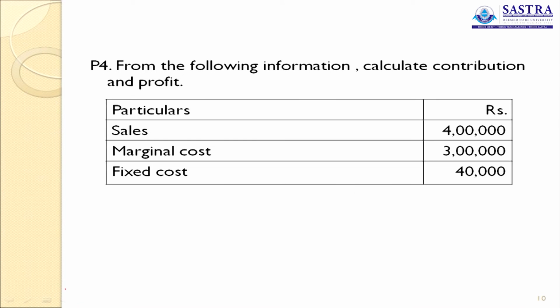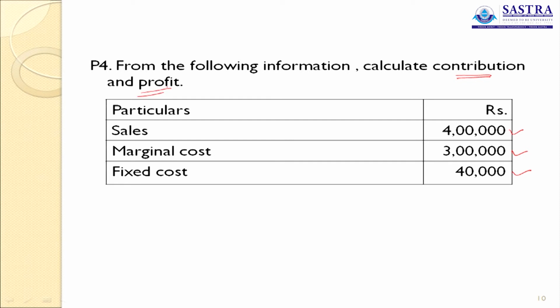Problem number 4. From the following information, calculate contribution and profit. So in this problem, sales is given, marginal cost is given, fixed cost is also given. All relevant information is given in the problem. Based on this information, they ask you to find out contribution and profit.